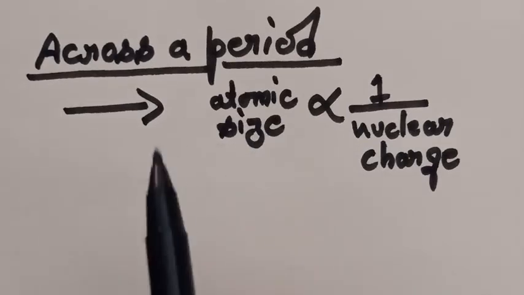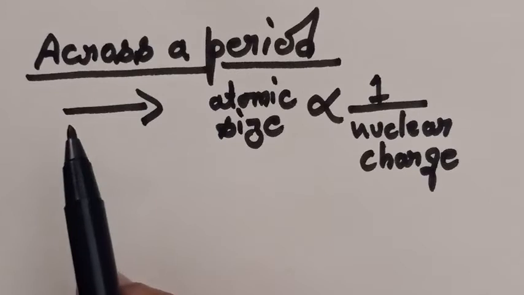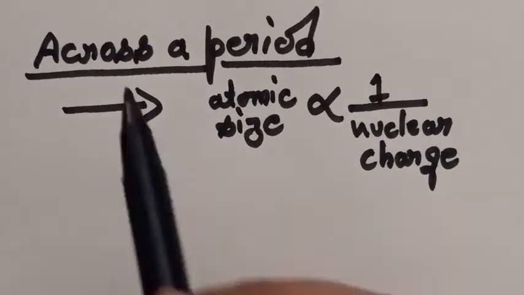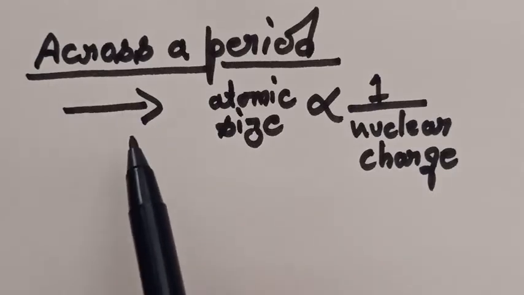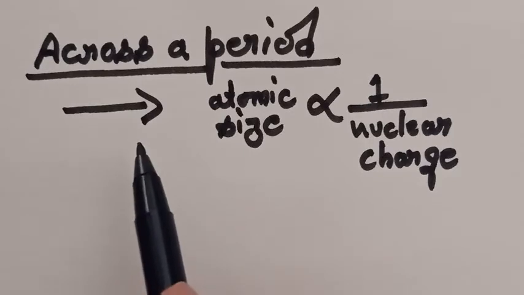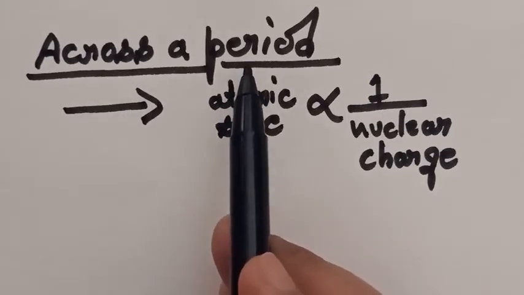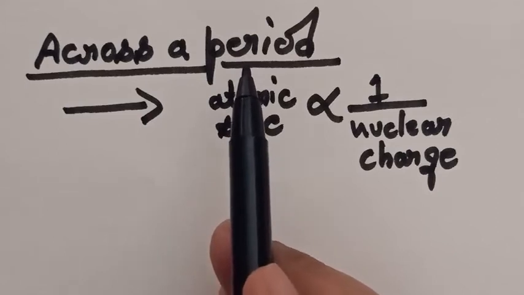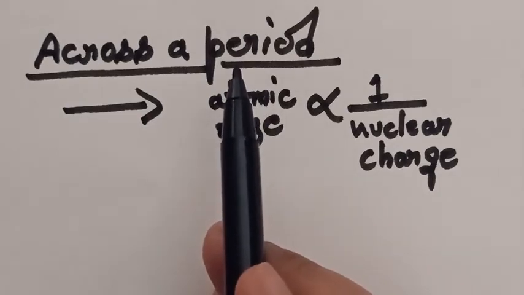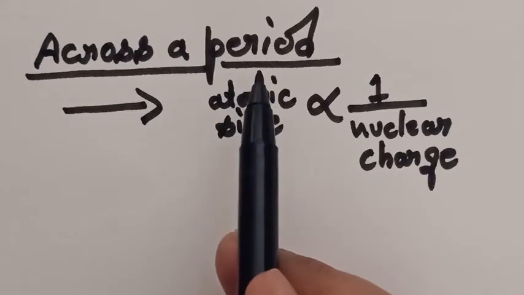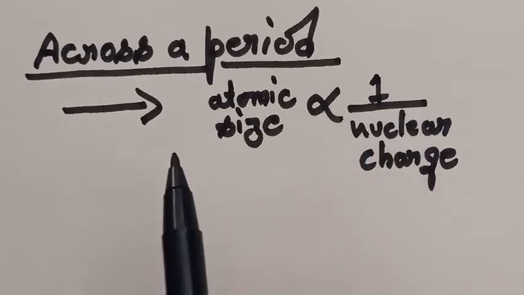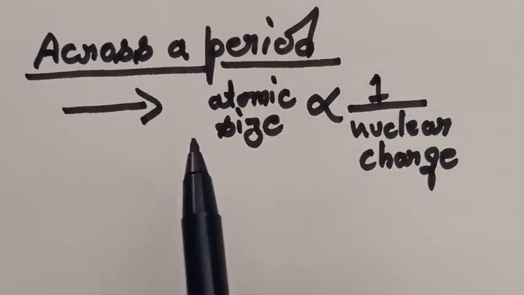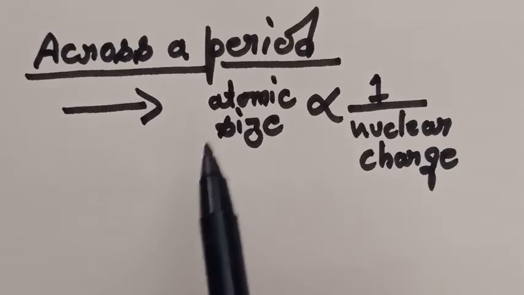So when we are moving across a period, the predecessor has a bigger size compared to its successor, whereas one exception is there. In every period the last elements are noble gases, and noble gases have their octet or duplet structure completed, so that is why the nuclear charge compared to their predecessor is lesser, and because of this the noble gases are bigger in size compared to their predecessor.